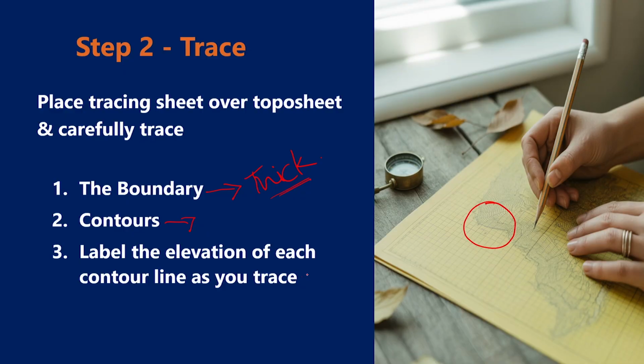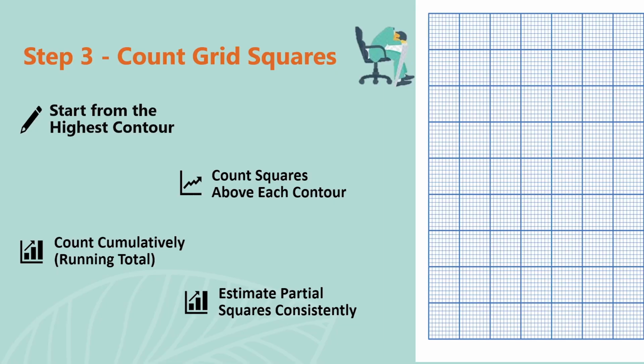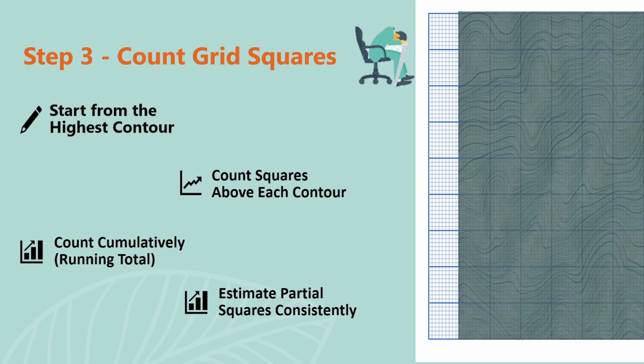One more thing to keep in mind is that as you trace your contours, you have to label them with their values. If it is 300 meters, you label it right away as you trace. Now that we have our contours traced, we have our next step.